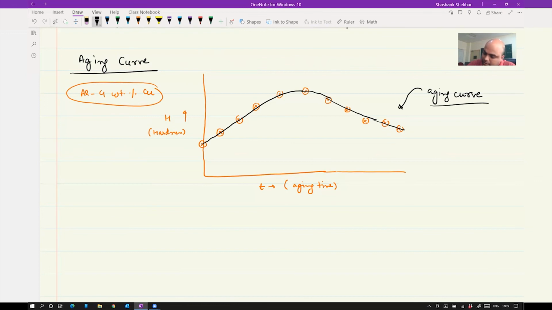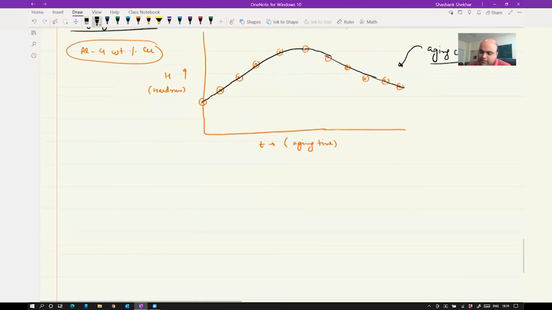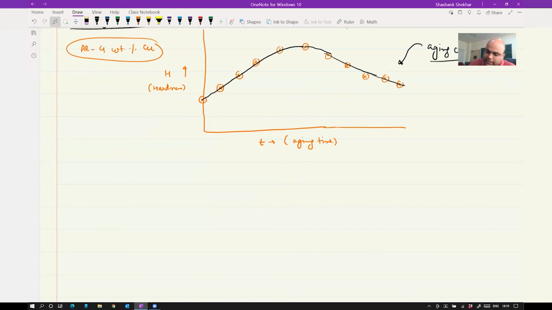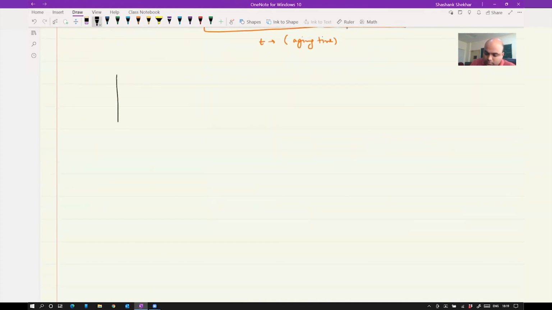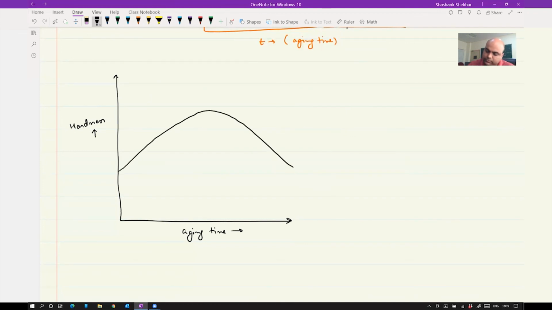So this hardness, the maximum, remember the curve is similar to what we just saw for shear stress versus the particle size. Okay, so now let me draw it again, and then I will mark these regions separately. So aging time, hardness, and then your curve is going to look something like this.